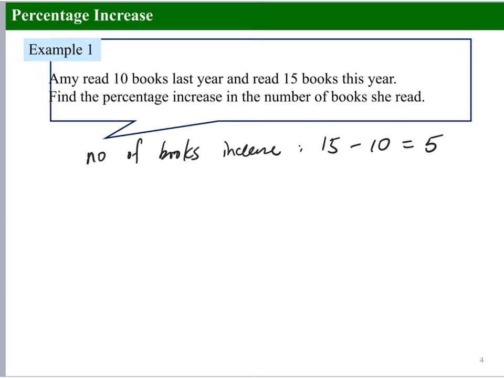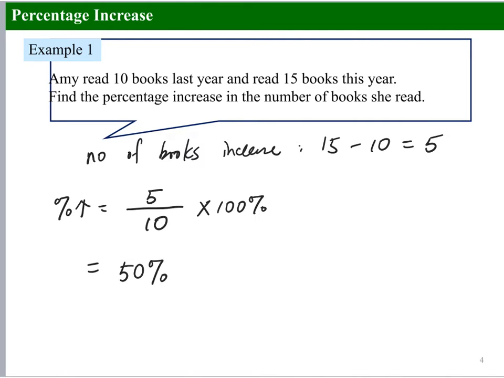Remember the equation. We put the increase on top and the original on the bottom. Original means the number of books that she read last year, which is 10, times 100% equals the percentage increase. So the answer should be 50%. Therefore, the percentage increase in the number of books is 50%.